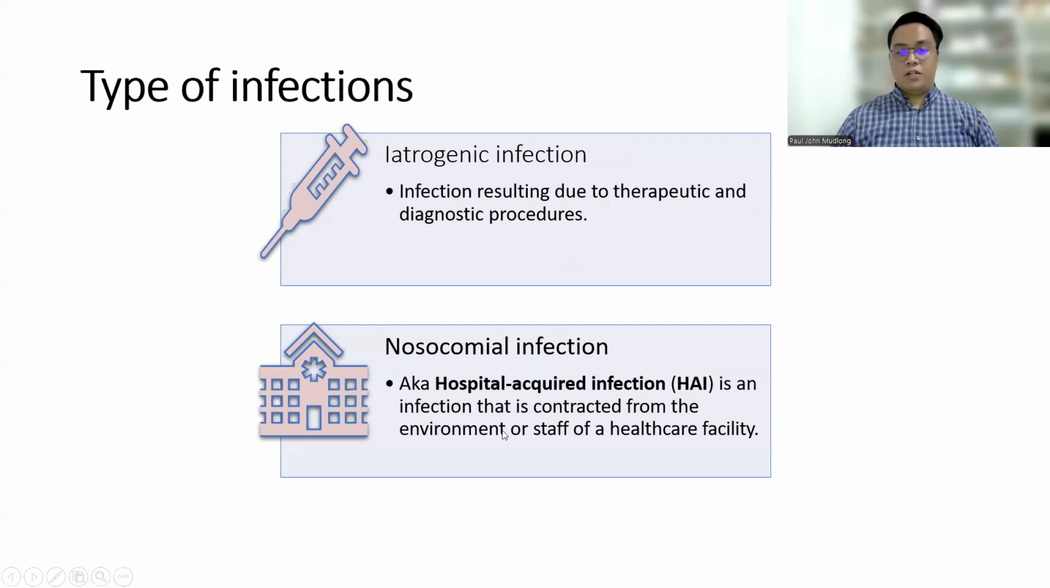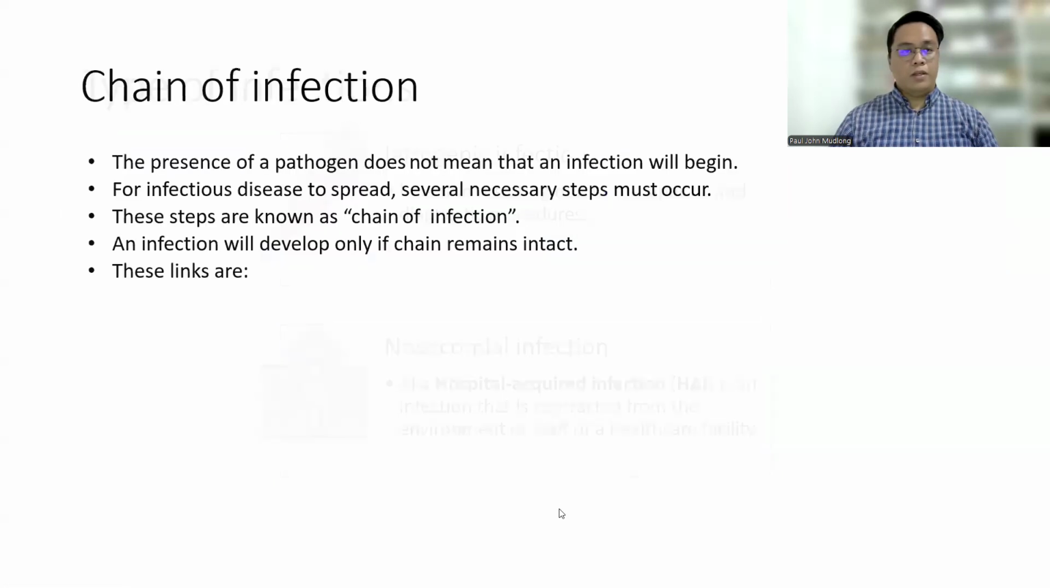Nosocomial infection, as we all know, is hospital-acquired infection. It is an infection that is contracted from the environment or staff of a healthcare facility. So, chain of infection: the presence of a pathogen does not mean that the infection will begin. For infectious disease to spread, several necessary steps will occur. These steps are known as the chain of infection. An infection will develop only if the chain remains intact.